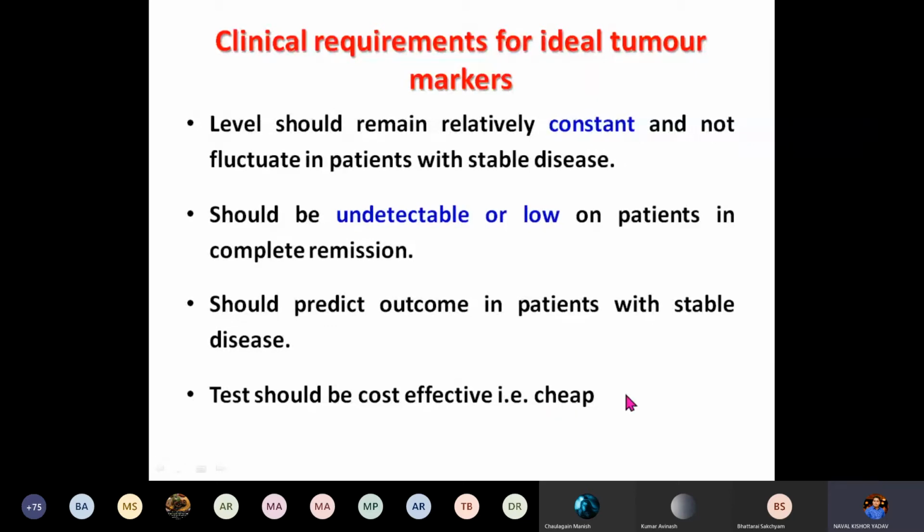Just take the example: if a tumor marker costs 10,000 rupees for one test, the patient cannot afford that. So there is no use of that tumor marker. That's why it should be cheap. It should be cost effective so that all patients can afford it, and it can be used as a tumor marker.